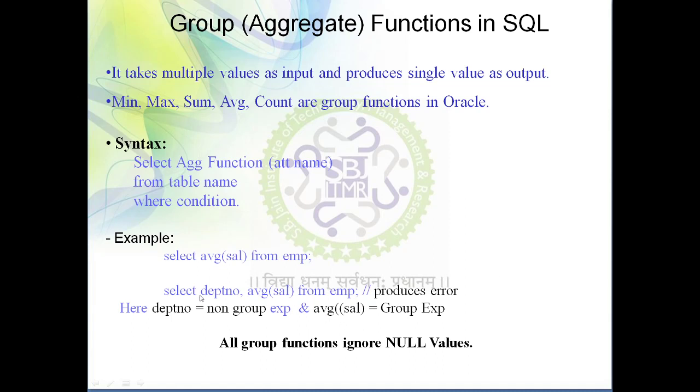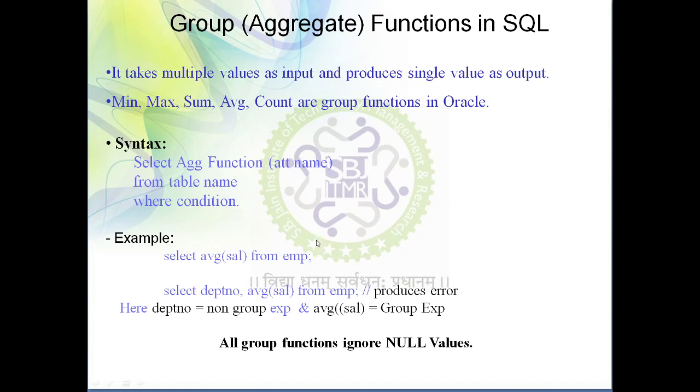Another example: select department number comma average of sal from employee. What is the difference between this query and the previous query? In the previous query I just displayed the average value, but suppose I want to display the department number along with its average salary. That means in our employee table, suppose 4 departments are there. I want to display department number and average salary for each. In this way I need to display the output.